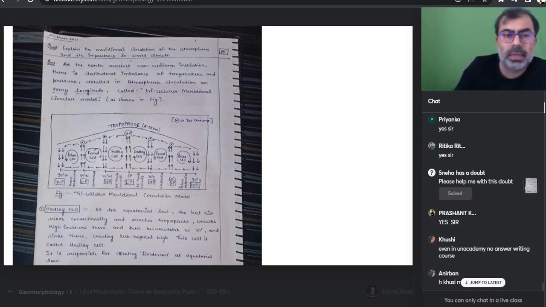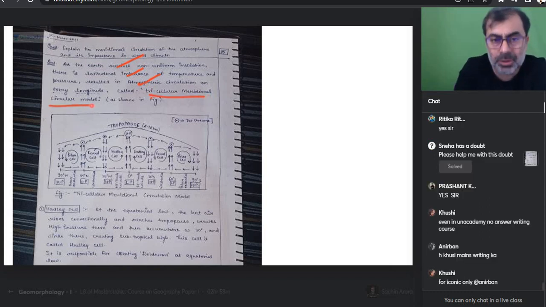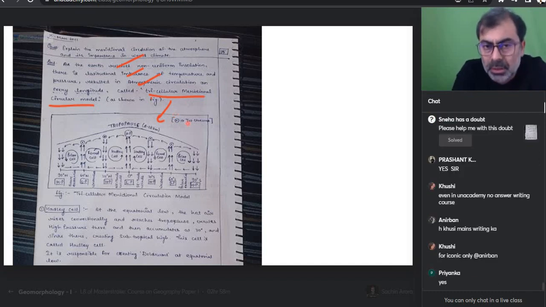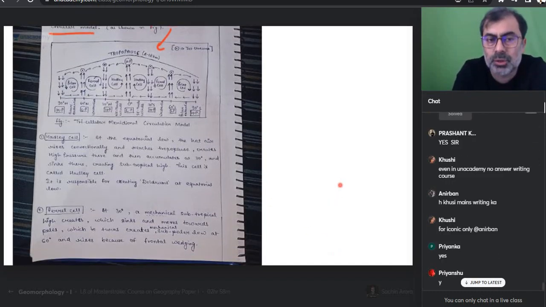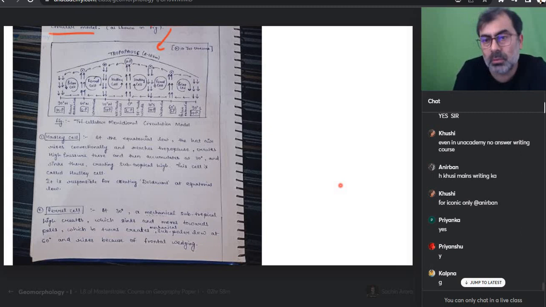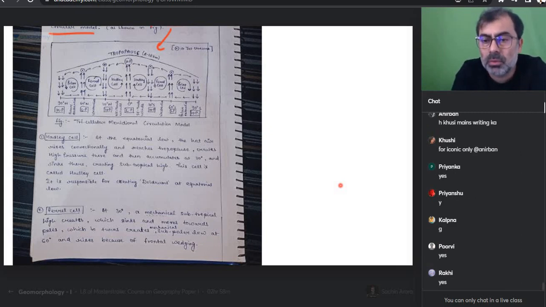ठीक है? So here is an introduction. As the Earth receives non-uniform insolation, there is latitudinal imbalance, and because of that, atmospheric circulation happens. And this has been explained by the tricellular model, which is shown below. Does it make sense? First page. I'm not happy with the introduction. I would not have written the answer this way, but for a beginner, very good, very good. For a beginner who's here, very good.